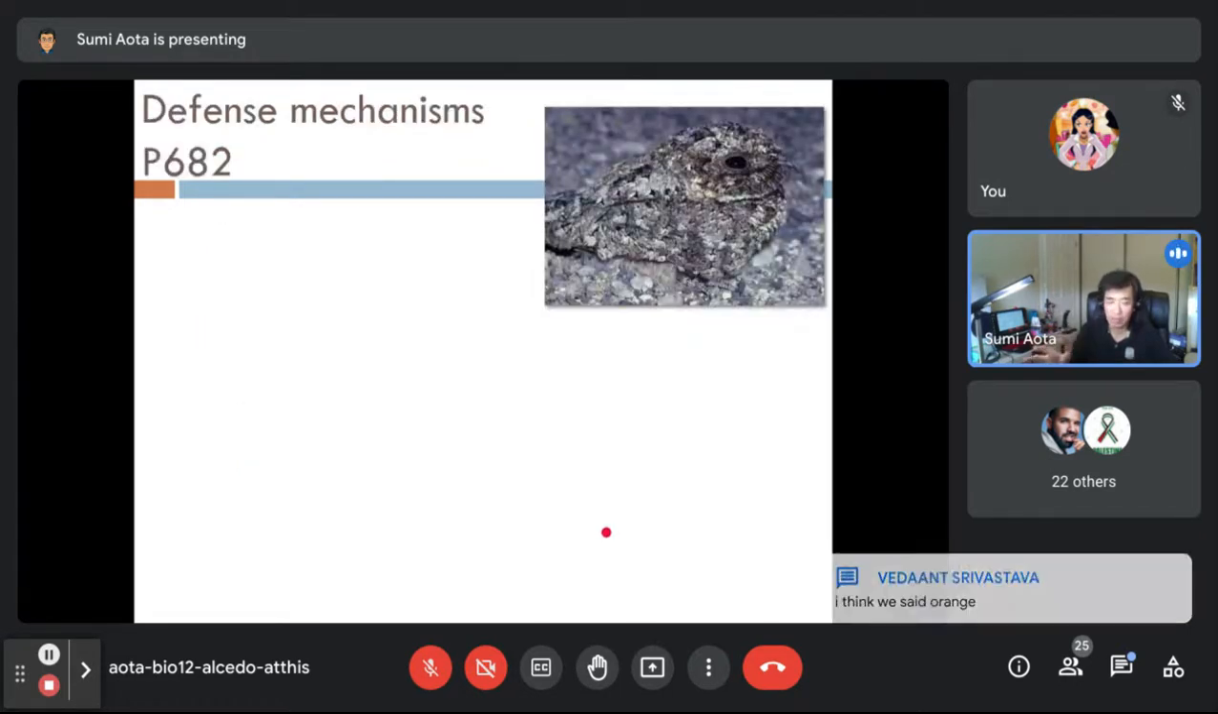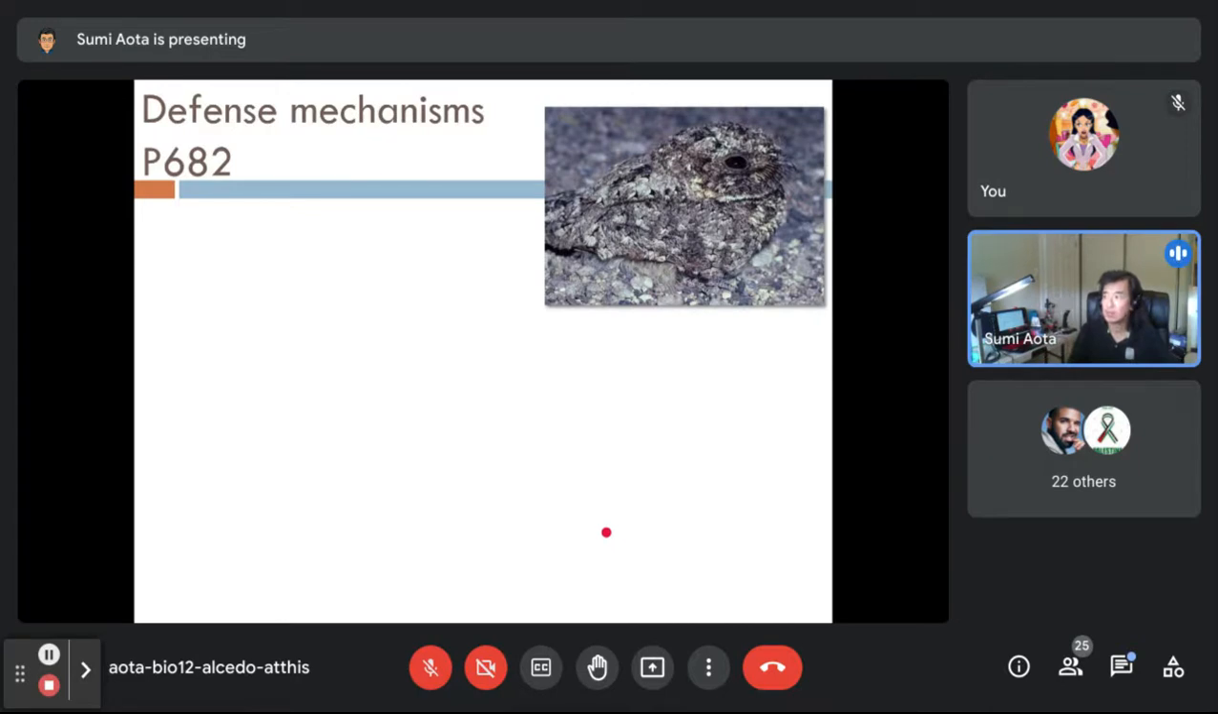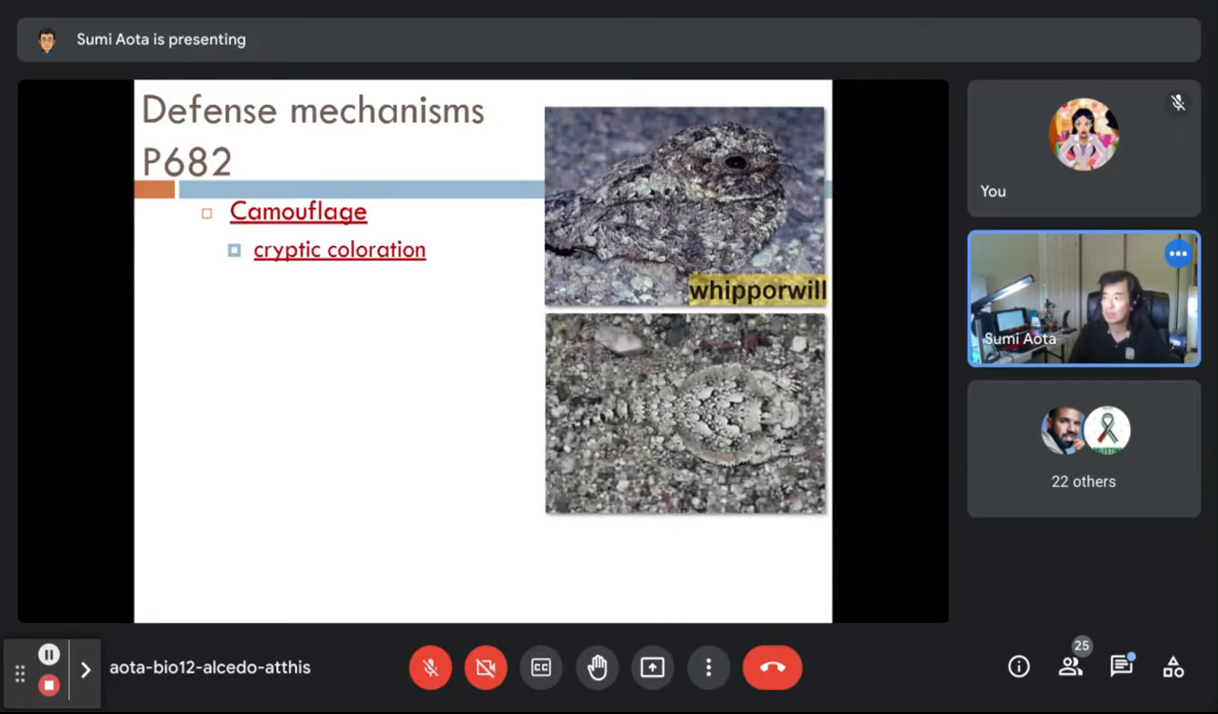So if we're looking at these defense mechanisms, these are examples of camouflage. Yeah, orange is close to yellow to some extent as well. Also known as cryptic coloration. So that bird is a whippoorwill trying to blend into its environment. Any idea what that is?